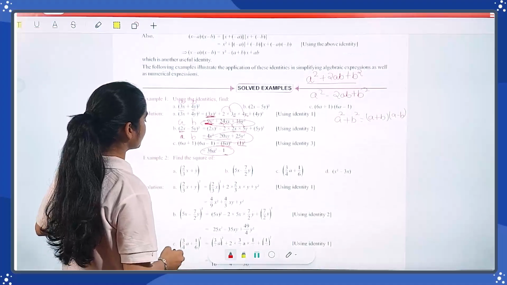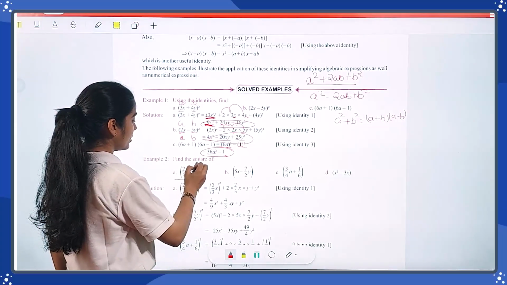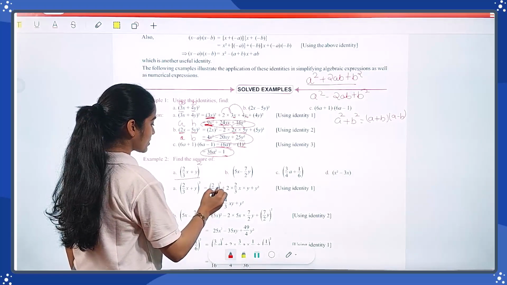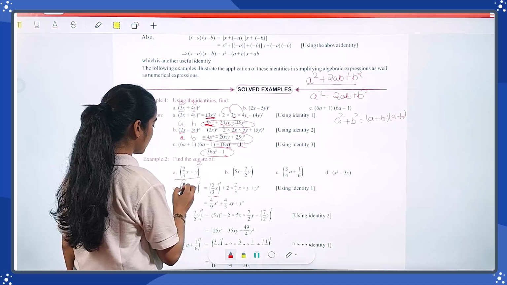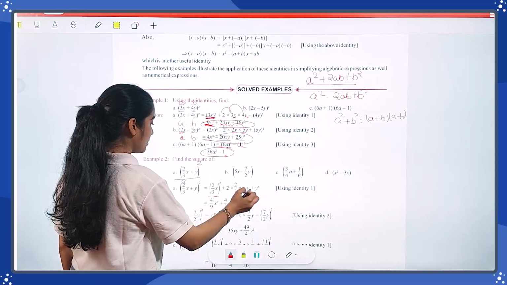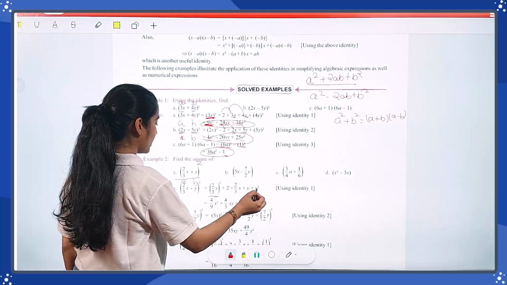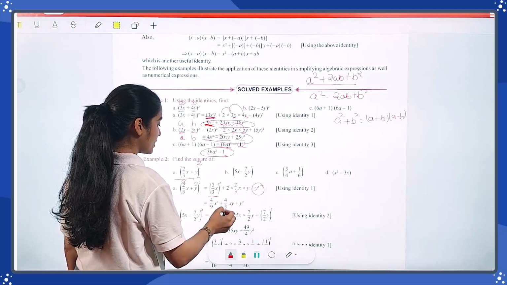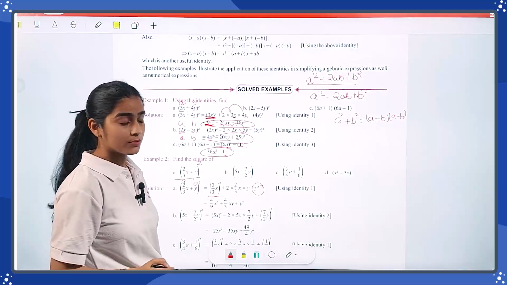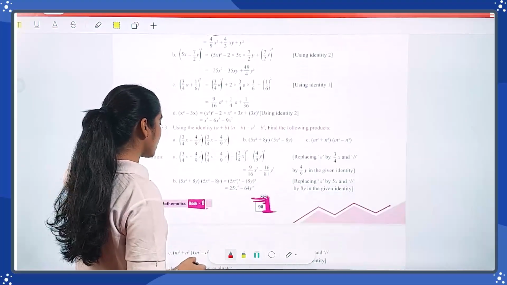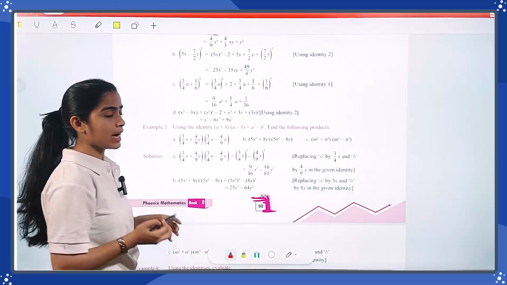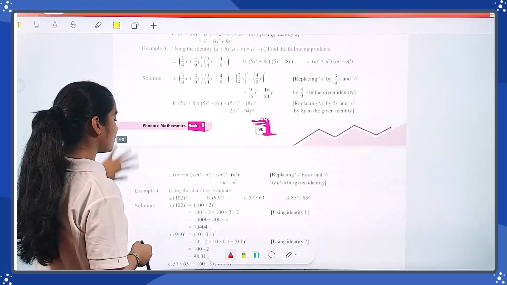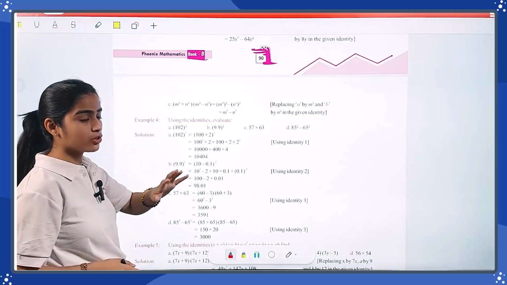Find the square of this. So how can you find out this square? You have to put the sign here. a square, 2 by 3 x square plus 2 multiplied by a, 2 by 3 x, then b, y, and then your y square, b square. Okay, so 4 by 9 x square, 4 by 3 xy plus y square. So in that way you have to solve these questions. You are already given the identities. In some cases you have to find out which identity you have to apply to calculate your answer.